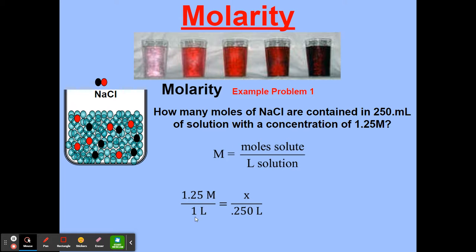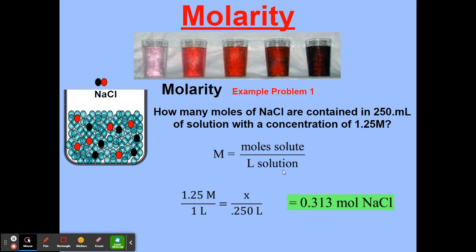So what I did here is I put the 1.25, molarity means moles over liters, so I put 1.25 over 1 equals X over 0.25 to show you that we're going to cross multiply to solve this. So it's 1 times X, which is liters, that's fine. And then 0.25 times 1.25, and that's going to give us 0.313 moles of sodium chloride.